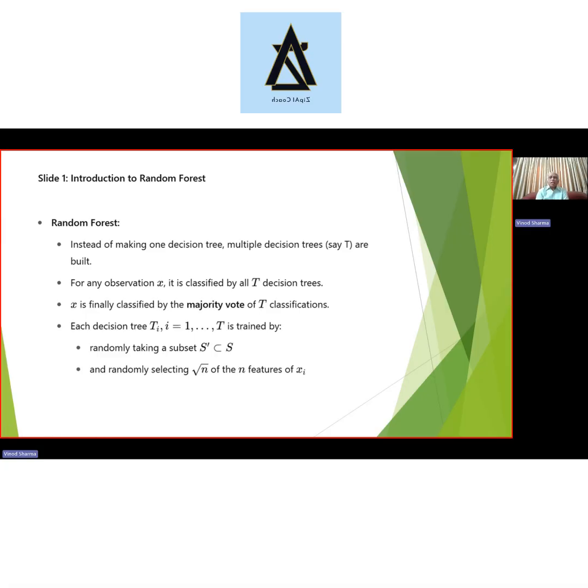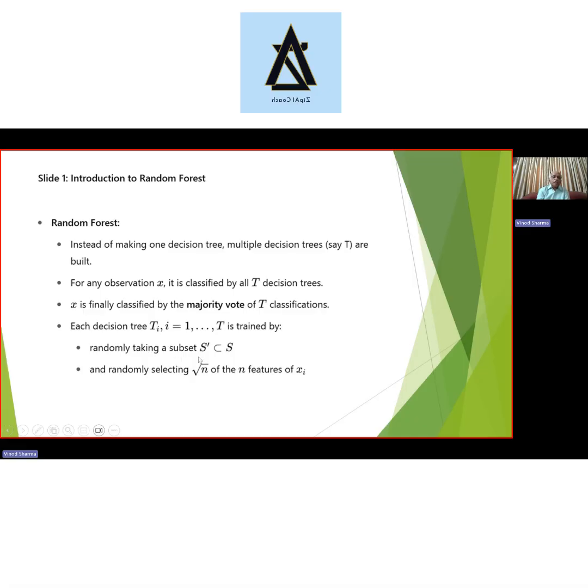Remember, in a decision tree, at each node, we are asking a question like xi less than ai. So those features xi, we could have picked out of n any of the n features, but rather than picking from any of the n, we'll now pick from the square root of n features that we have randomly selected.